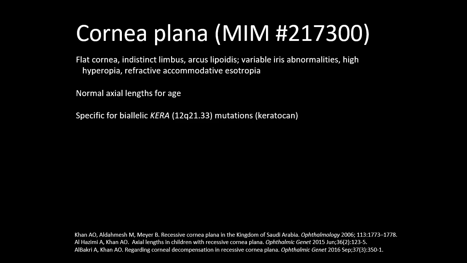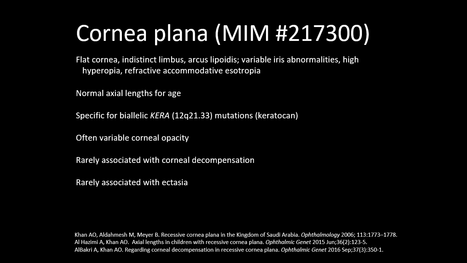The phenotype is specific for mutations in the gene KERA, which encodes keratocan. Keratocan is one of the small leucine-rich proteoglycans that are uniquely and highly expressed in the cornea. Keratocan is also very highly evolutionarily conserved among animals. It is important in shape and transparency of the cornea. Mutations in the gene cause the phenotype of recessive cornea plana, which also often includes corneal opacity, rarely includes corneal decompensation, and rarely includes corneal ectasia.